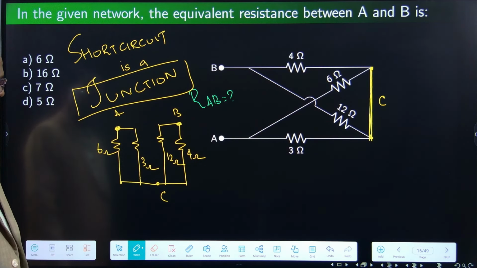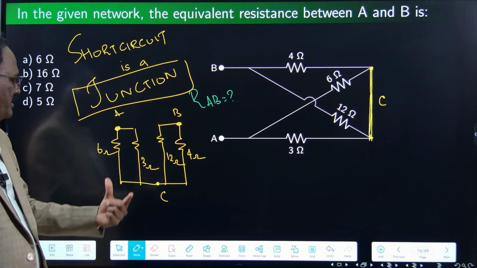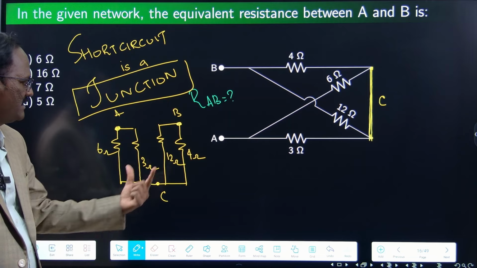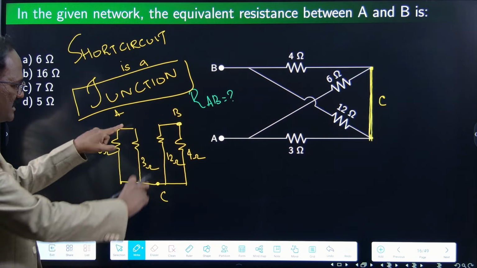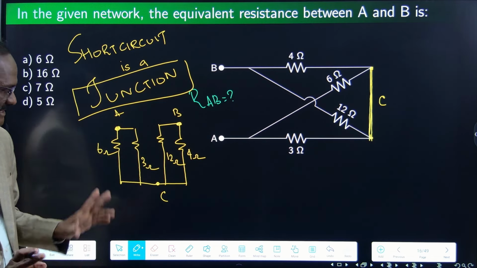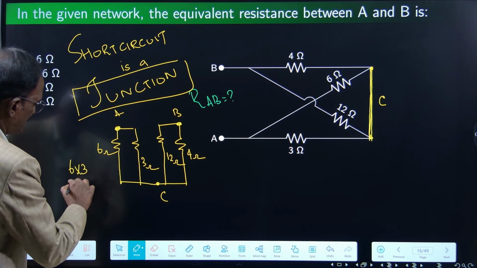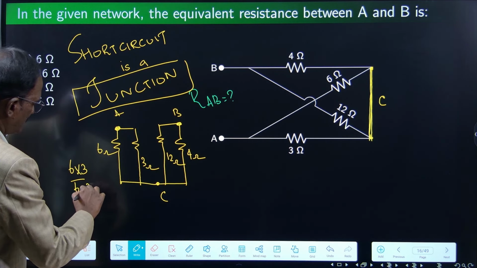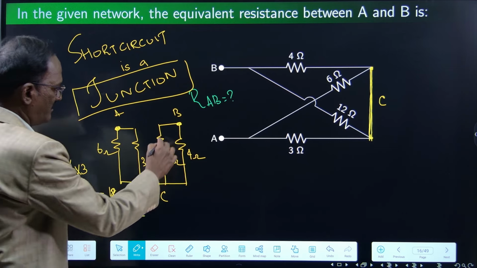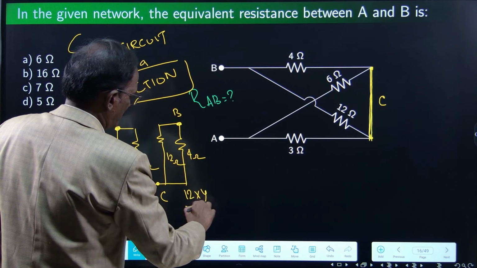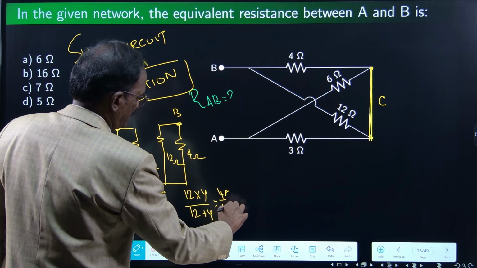Yes. Now it looks simple. Between A and B, the question is, what is the equivalent value? 6 and 3 are in parallel, 12 and 4 are in parallel. Each gives one single resistance, and between A and B, these two are in series. For parallel, 3 into 6 divided by 3 plus 6, 18 by 9 is equal to 2 ohms. For here, 12 into 4 divided by 12 plus 4, 48 by 16 is equal to 3.